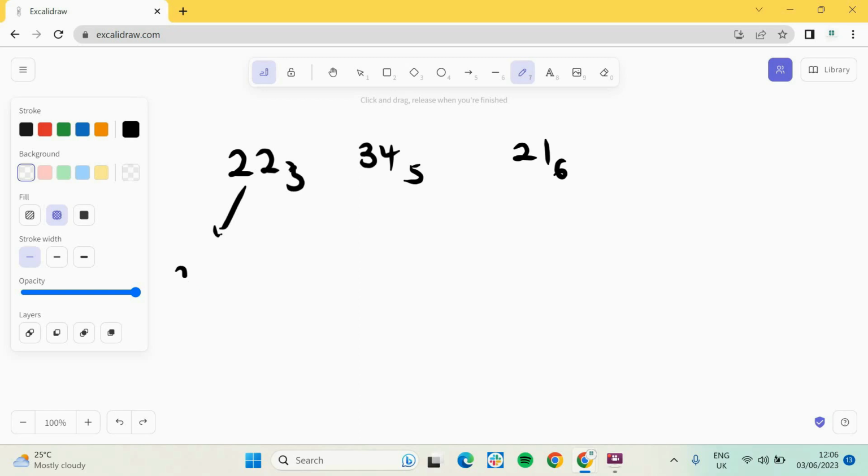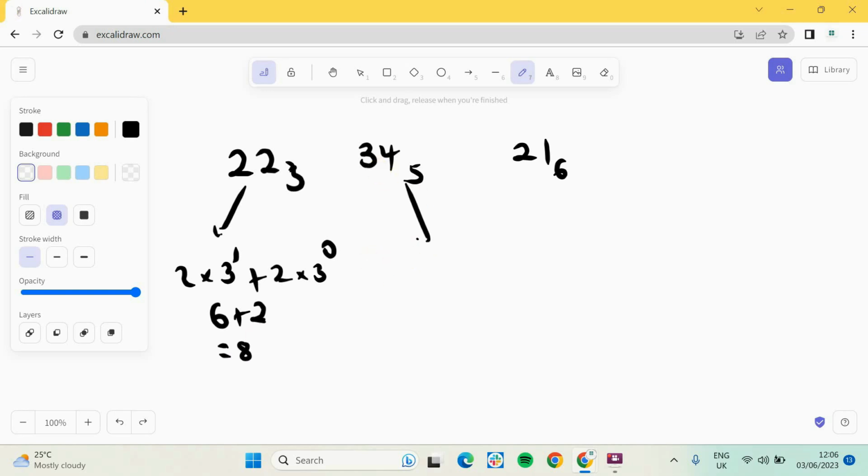So that will be 2 times 3 to the power 1 plus 2 times 3 to the power 0, right? The powers go from right to left, 0 and 1. 2 times 3 is 6, plus 2 times 3 raised to power 0, which is 1, so 1 times 2 is 2. So this guy is actually 8, right? 8 in base 10.